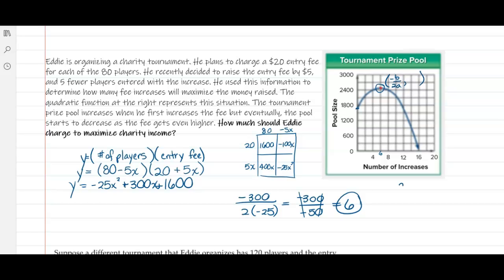Well, how much would he be charging if he increased it by $5 6 times? Well, 20 plus 6 $5 increases, that's 50. He's charging $50 to enter. How many people would be willing to pay that? Well, let's take our 6 and plug it back into our original problem.